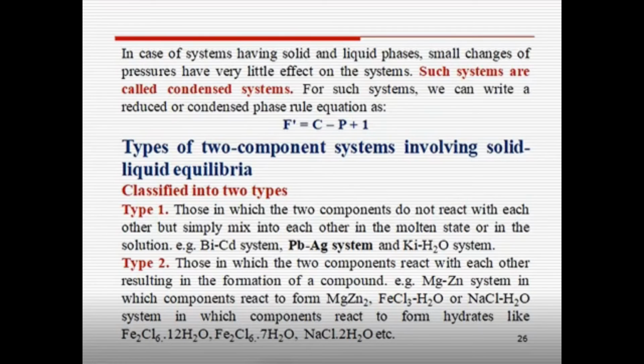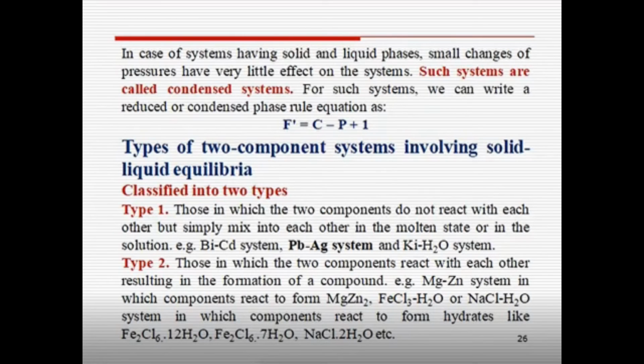Types of 2-component systems involving solid-liquid equilibria. There are 2 types. Type 1, those in which the 2 components do not react with each other but simply mix into each other in the molten state or in the solution state. For example, bismuth-cadmium system, lead-silver system, and KI-water system.